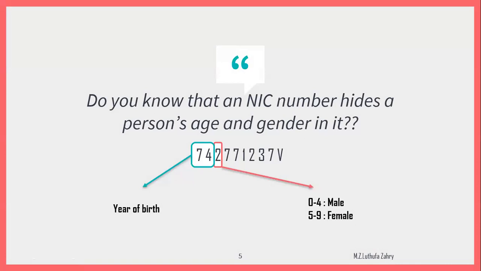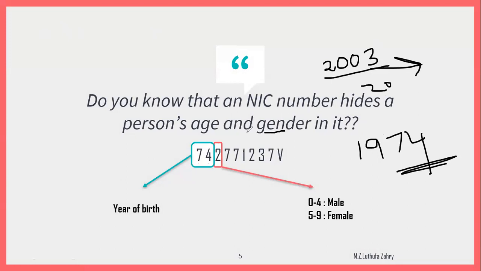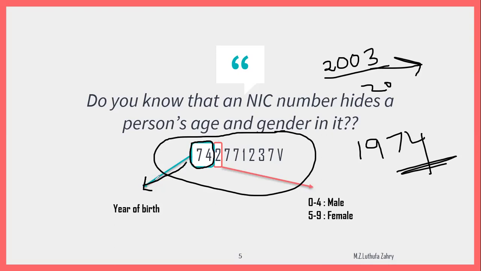When you get your new NIC number, it will start with your birth year, if you're born in 2003 or 2004, it will start like that. But old NIC numbers just started with the last two numbers of the birth year. So from a NIC number, we can derive the person's year of birth. The first two numbers will give you the year of birth.